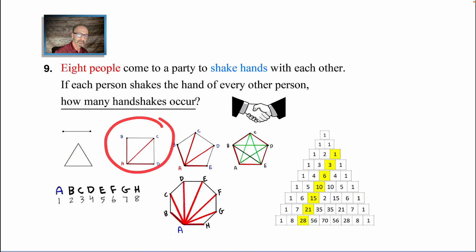4 persons. Call them A, B, C, D. I could see that A has 3 options. He could shake hands with D. He could shake hands with C. He could shake hands with B. So we're getting into some kind of pattern right here. Of course, if I focus on B, B could shake hands with C, D, and A.